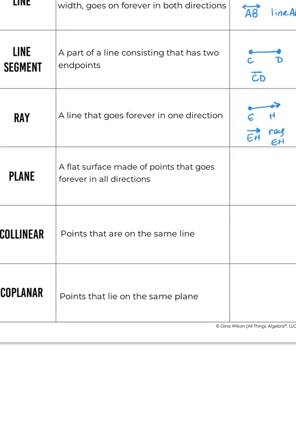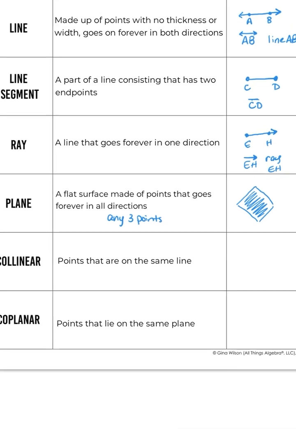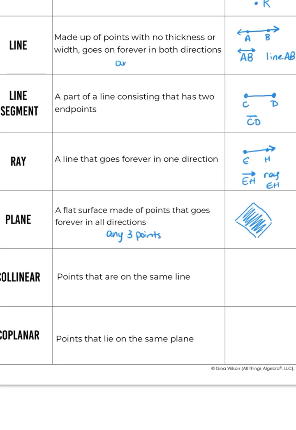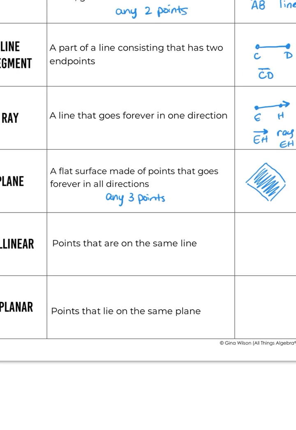A plane is a flat surface made of points that goes forever in all directions. So this would be a plane. Any 3 points can be a plane. You need 2 points to make a line, which can be connected by a line. Any 3 points can be connected by a plane.